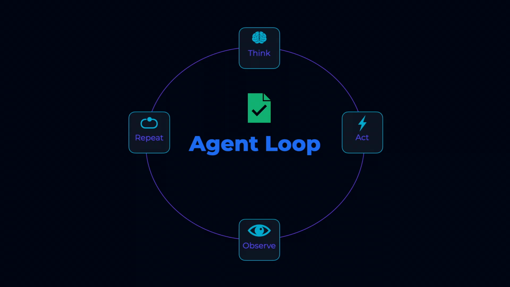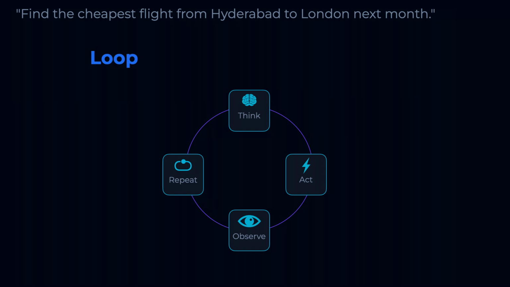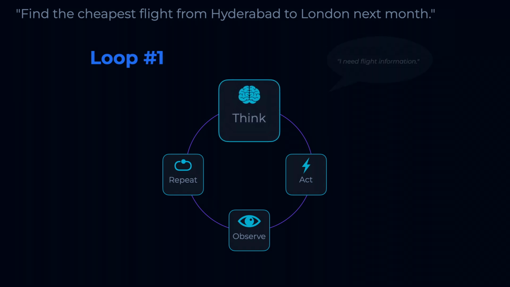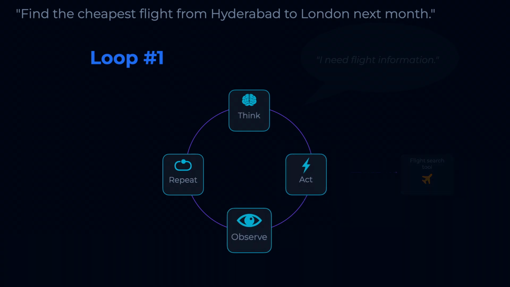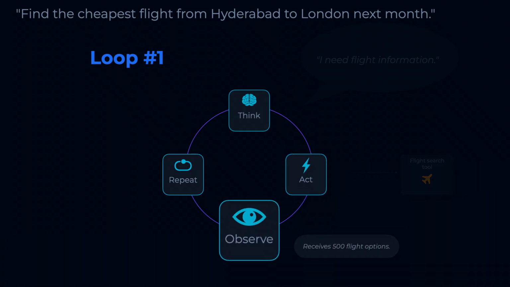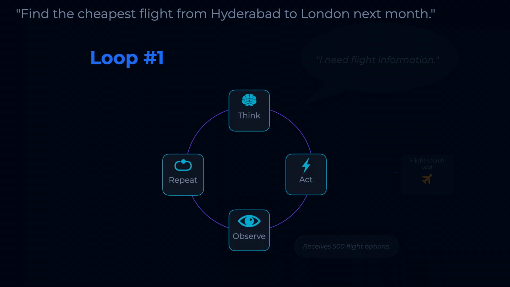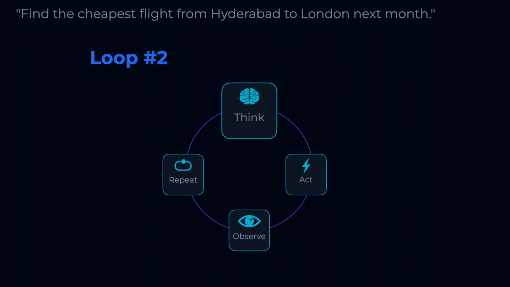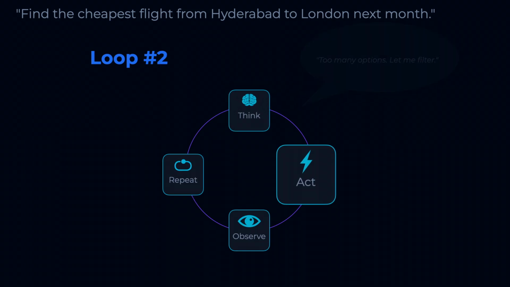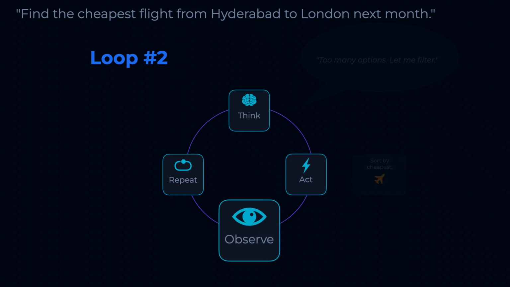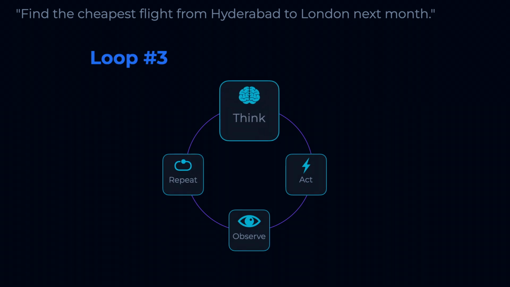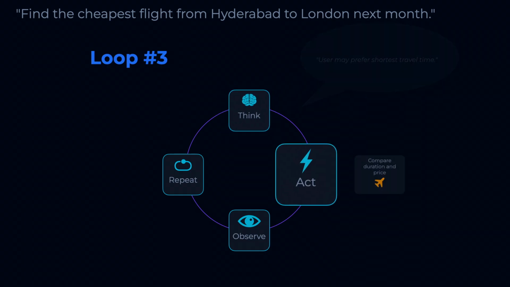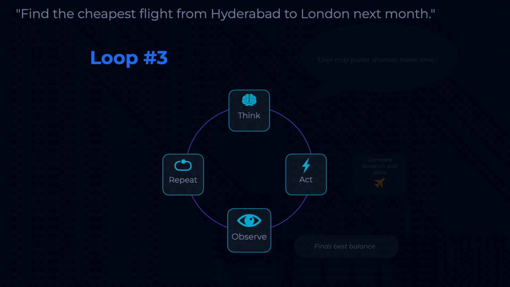Let's say you ask, find the cheapest flight from Hyderabad to London next month. What happens? Loop 1. The agent thinks, I need flight information, calls the flight search tool, and receives 500 flight options. Now 500 options are too much for an agent, right? Then it starts loop 2. Too many options, let me filter. It executes the action, say sort by the cheapest, and it returns the top 10 results. The agent thinks again, the user might prefer the shortest travel time, right? Then it calls the action, compares the duration and price this time, and finds the best balance for the user.